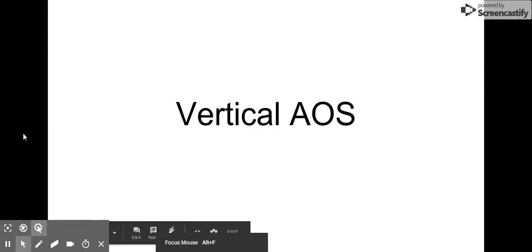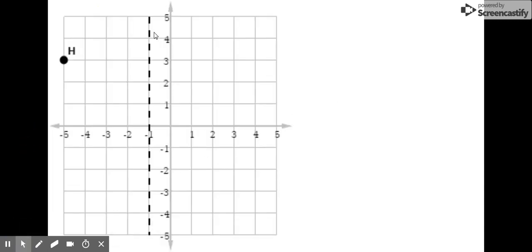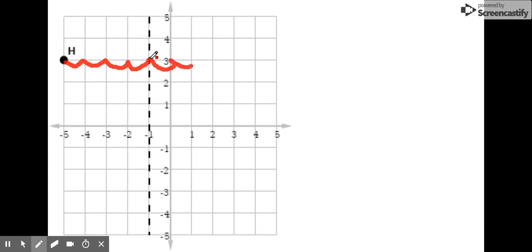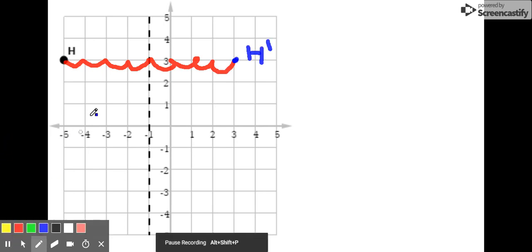All right, let's look at a vertical axis of symmetry. So over here we have the vertical line x equals -1, and we're reflecting H over that. And so we can just count that distance from H to the axis of symmetry. So we have 1, 2, 3, 4 units. So we're going to go 4 more units: 1, 2, 3, 4. So H prime is going to be at (3, 3).